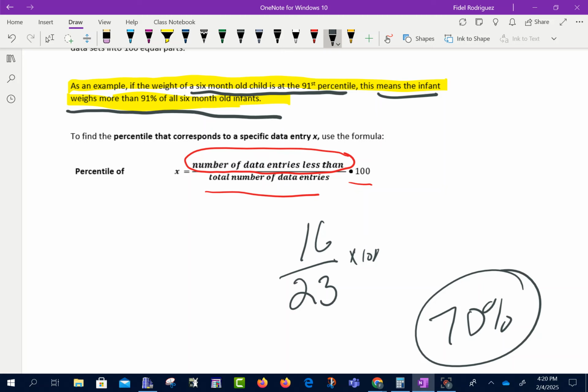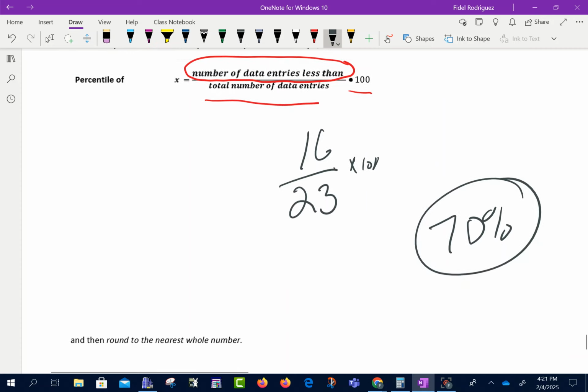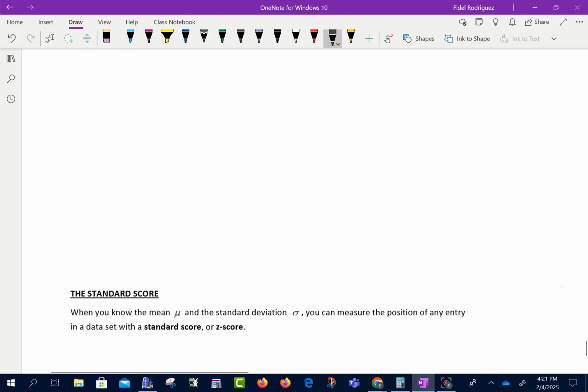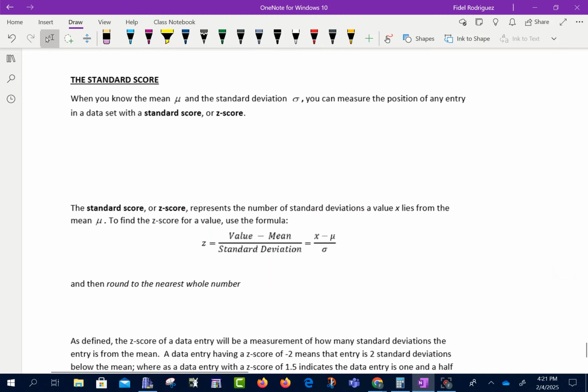That means that whoever made an 87 did better than 70% of the rest of the students. That's all the percentile means: they did better than 70% of the students. All right, let's keep moving down here because there's one last part.